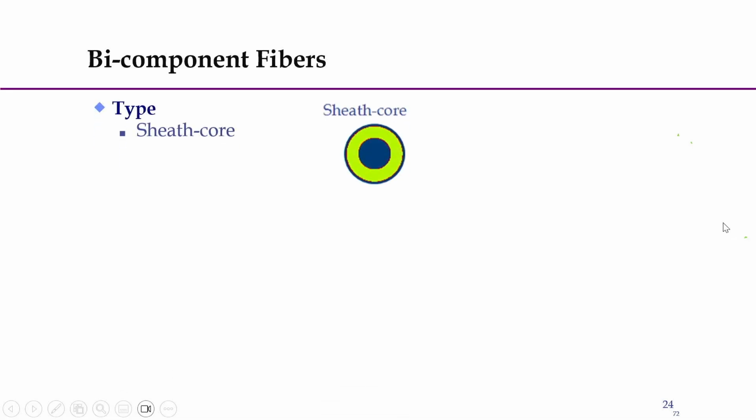What are the types? One is the sheath-core type structure. The core is made of a higher melting point polymer, maybe polyester, and the sheath is made of a lower melting point polymer, maybe polypropylene. After making the fiber and nonwoven web structure, if we melt the polypropylene, the total structure will be retained, but the polypropylene will be fused with the adjacent fibers.